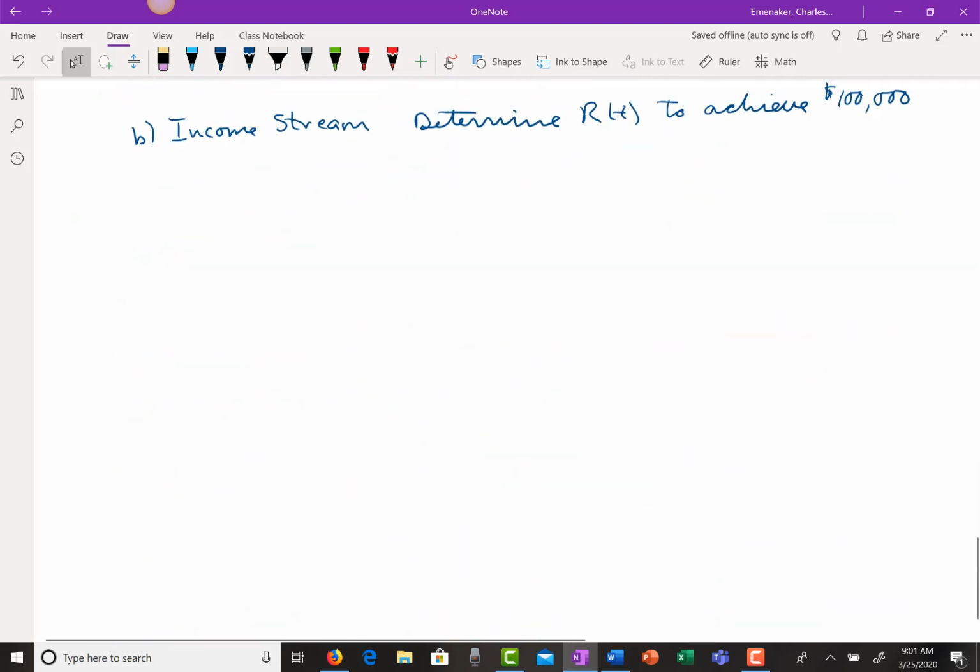This is going to use the formula where we set it up: 100,000 is equal to R of t over k times e to the kt minus 1. Okay, so we're going to want our 100,000 equals this amount.